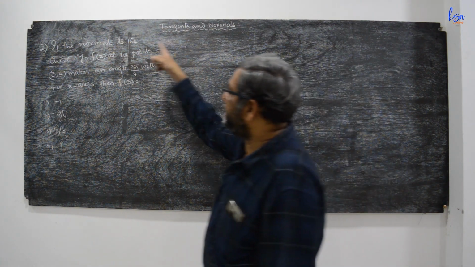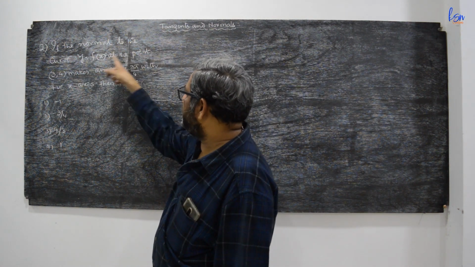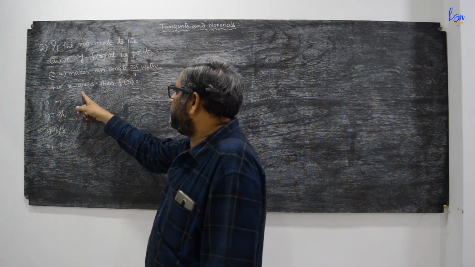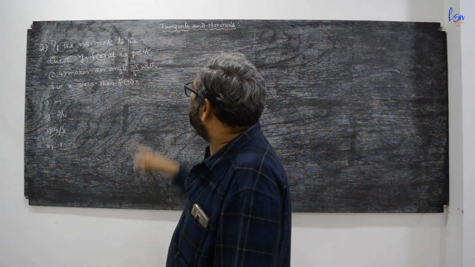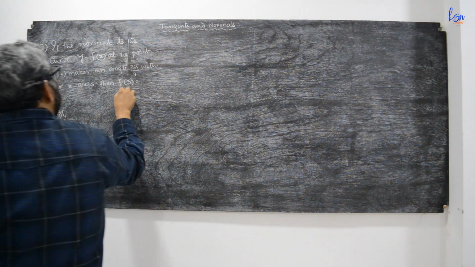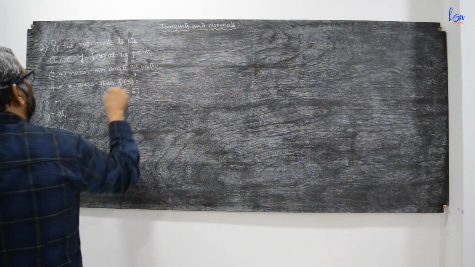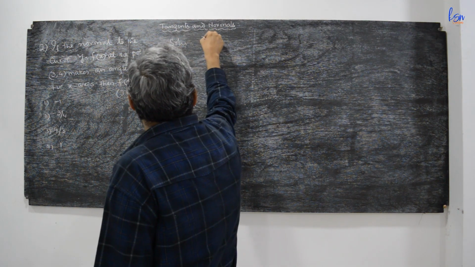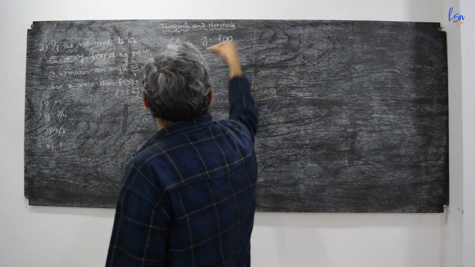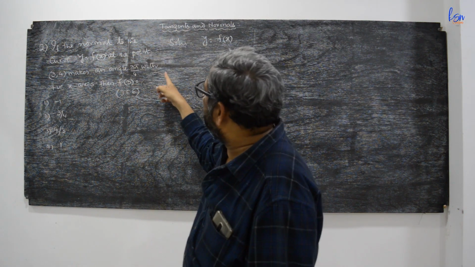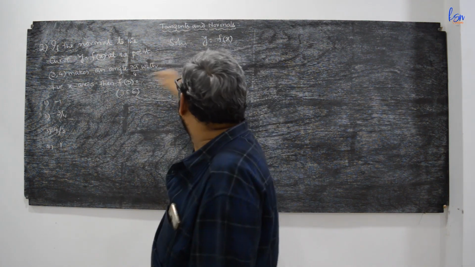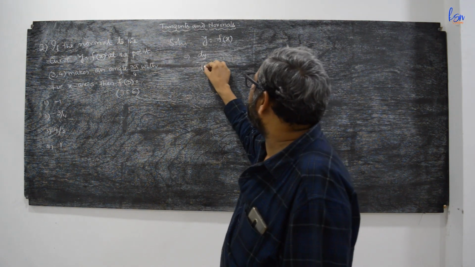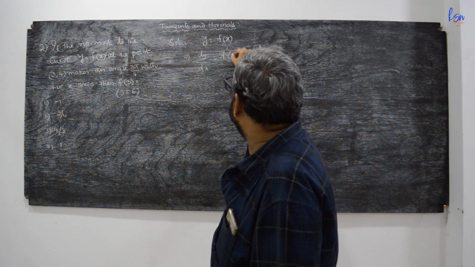The second question is: if the normal to the curve y equal to f(x) at the point (3, 4) makes an angle 3 pi by 4 with positive x-axis, then f dash 3 equal to. This is also a question given in JEE. Now here the given curve is y is equal to f(x). Now the normal at the point (3, 4). So let us differentiate it. dy by dx is equal to f dash x.